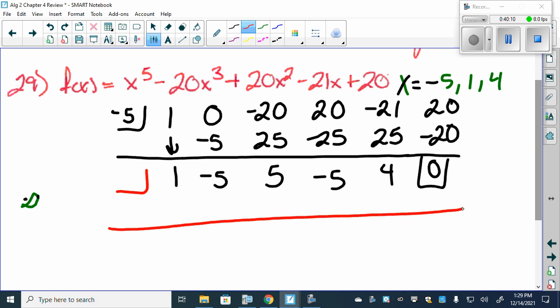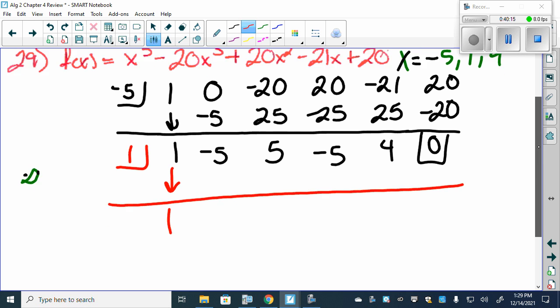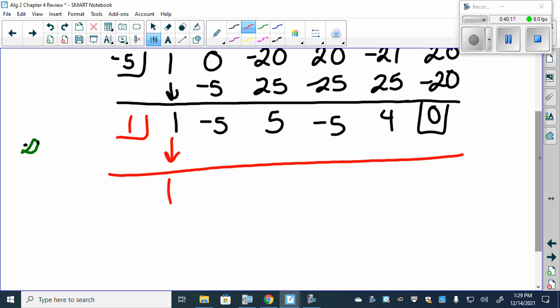So now we need to go again, so we'll do 1. Now 1 times 1 gives us 1, and negative 5 plus 1 is negative 4. 1 times negative 4 is negative 4. 5 plus negative 4 is 1. 1 times 1 is 1, and 1 times negative 4 is negative 4, which gives us 0.